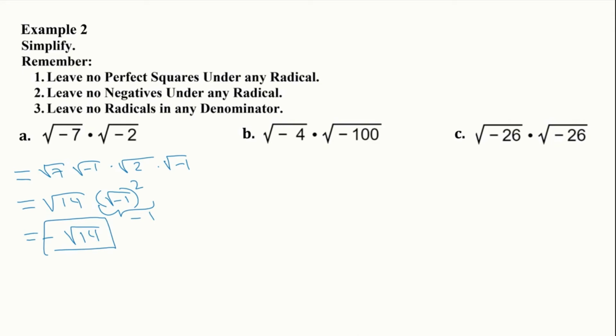Okay? So I could have also said square root of 7 times i times square root of 2 times i, which is the square root of 14 i squared. And if you recall, i squared is what? Negative 1. So again, you'll get the same thing. Okay? So whether you work with square root of negative 1 or i, makes no difference. Okay, go ahead and try these next two and see what you get before you join me back.